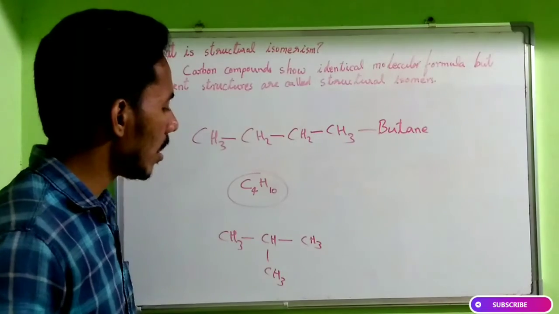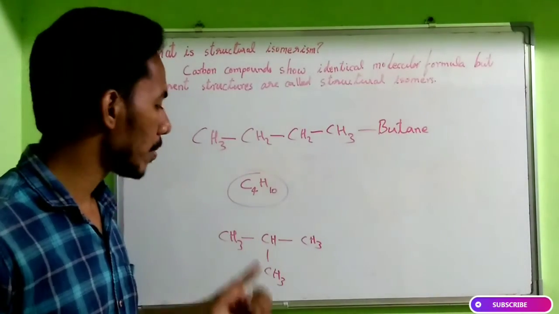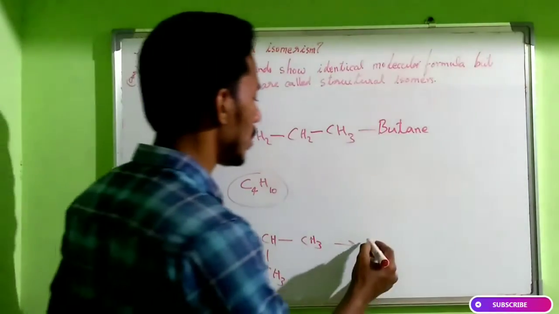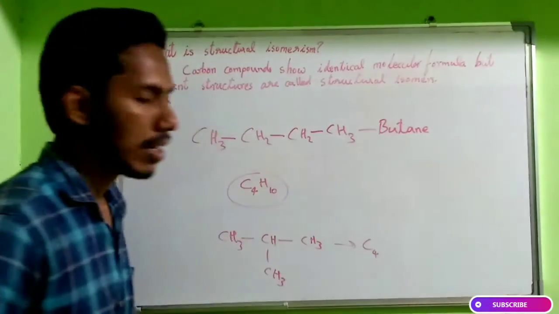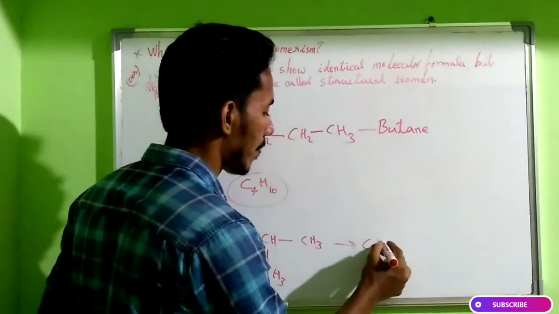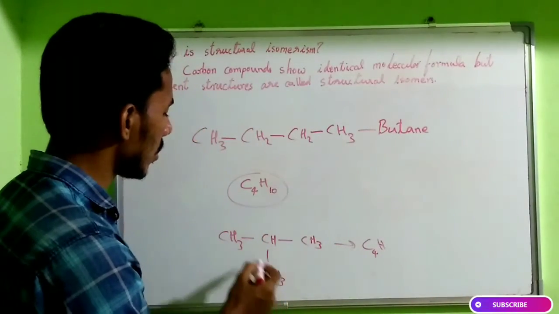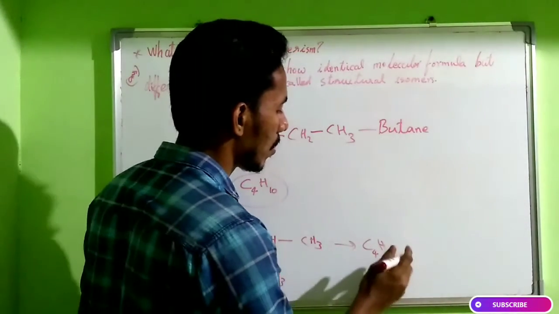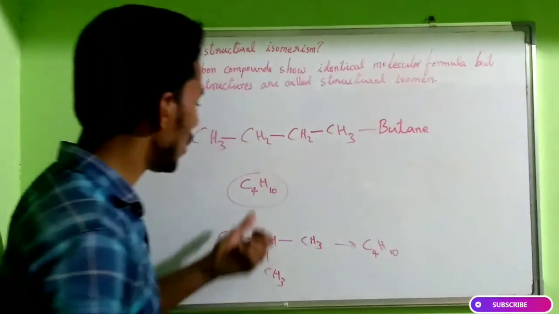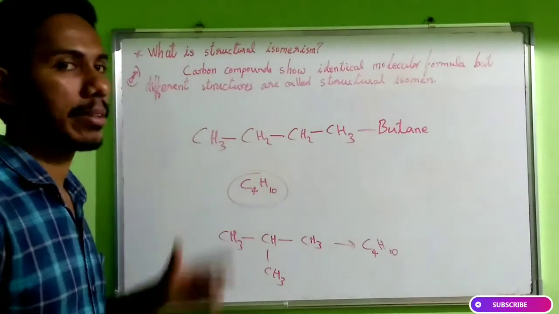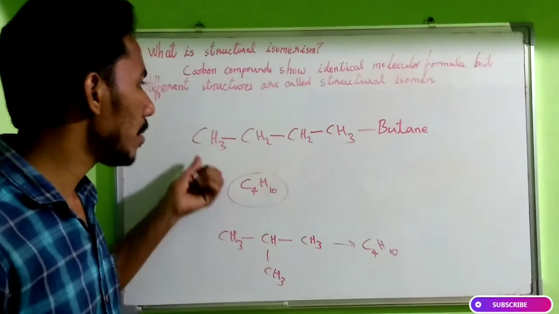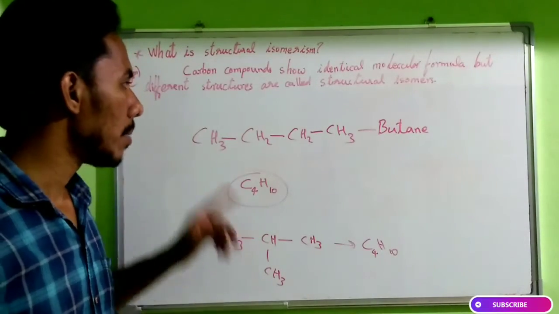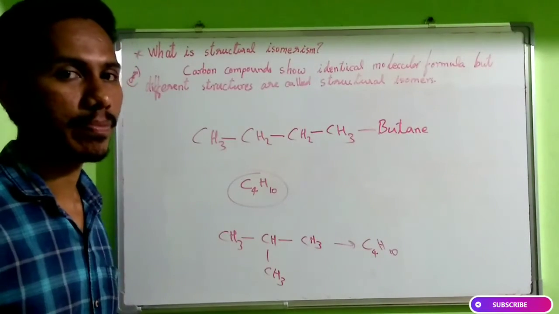And what is the molecular formula of this structure? How many carbon atoms? C4. How many hydrogen atoms? 3, 6, then 9, 10. C4H10. It is the same as that of butane. So this compound and butane have the same molecular formula but different structure.